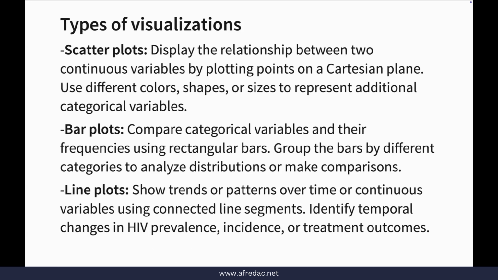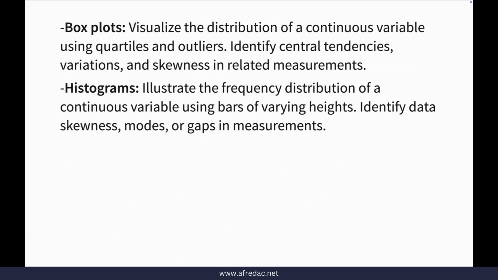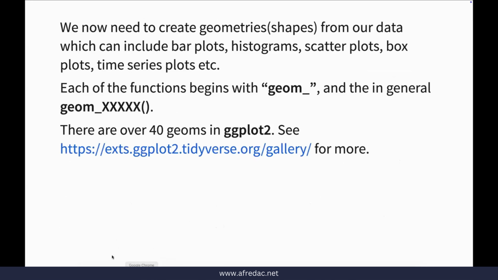Some of the visualizations that we saw are scatter plots, bar plots, line plots, box plots, histograms, and area plots. There are so many, and we saw that just by using a function which has geom underscore followed by a suffix, the suffix allows you to choose different kinds of plots. We said that there are over 40 kinds of geoms that can be used to plot in ggplot, and for more details you can follow this link, which gives you a general idea of how many plots there are.